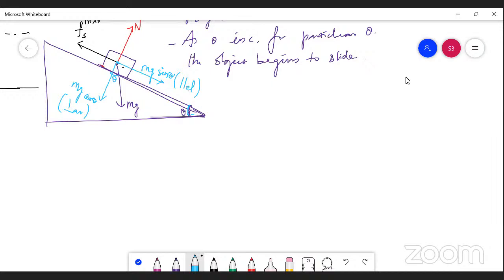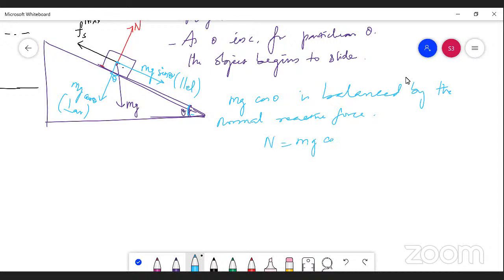Whereas the mg cos theta component is acting in a direction exactly opposite to the normal force. Here you can say the mg cos theta component is balanced by the normal reactive force, which acts in the upward direction. So I can write here N is equal to mg cos theta. This is equation 1.